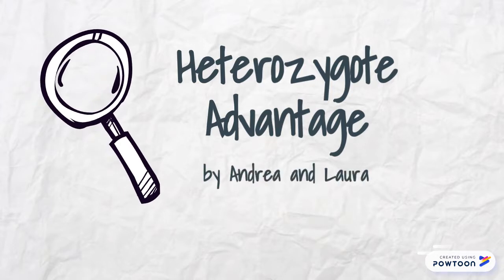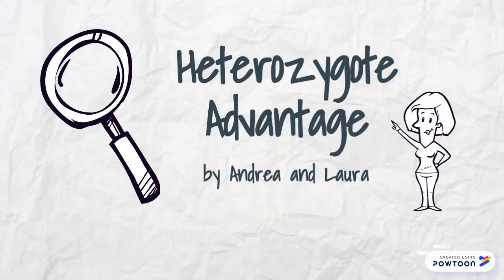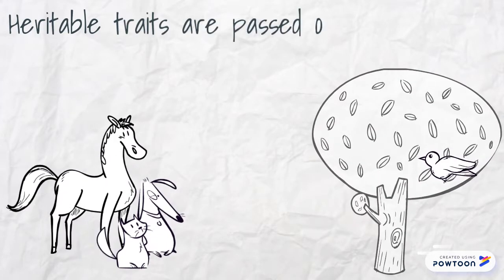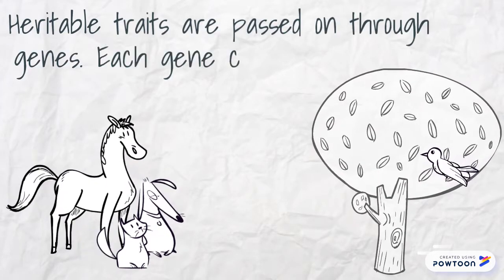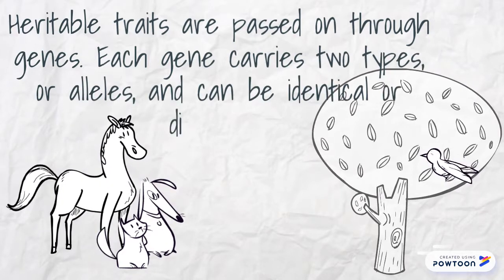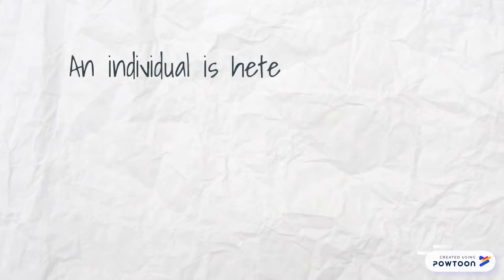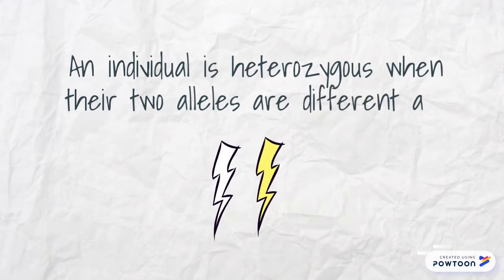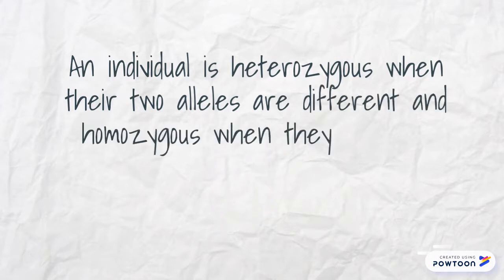Today we'll discuss the heterozygote advantage. But first, some background information. Heritable traits are passed on through genes. Each gene carries two types or alleles and can be identical or different. An individual is heterozygous when their two alleles are different, and homozygous when they are the same.